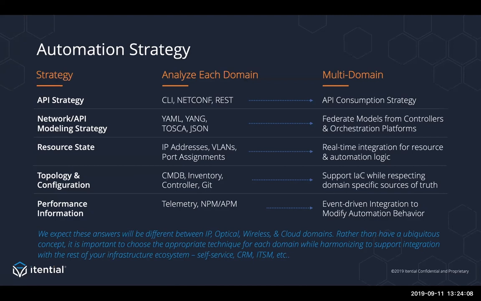And then we think about topology and configuration. This is what we're going to talk about a little later with some infrastructure as code concepts, but it's really about what is the source of truth within that domain, and what is going to be our source of truth within the multi-domain concept. So is our CMDB the source of truth? Is the network the source of truth? Are we putting the source of truth in a Git repo, which is where we think we're headed with most of the domains? And ultimately, with telemetry and NPM, APM systems being the predominant way to manage the performance of the network, we need to have a very event-driven integration, and we need to expect automations to be very, very much event-driven in the future.